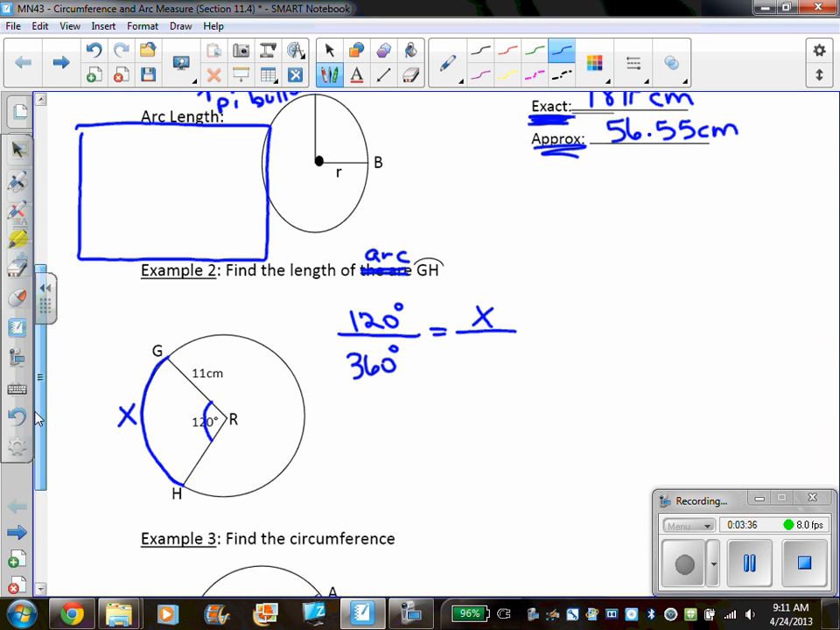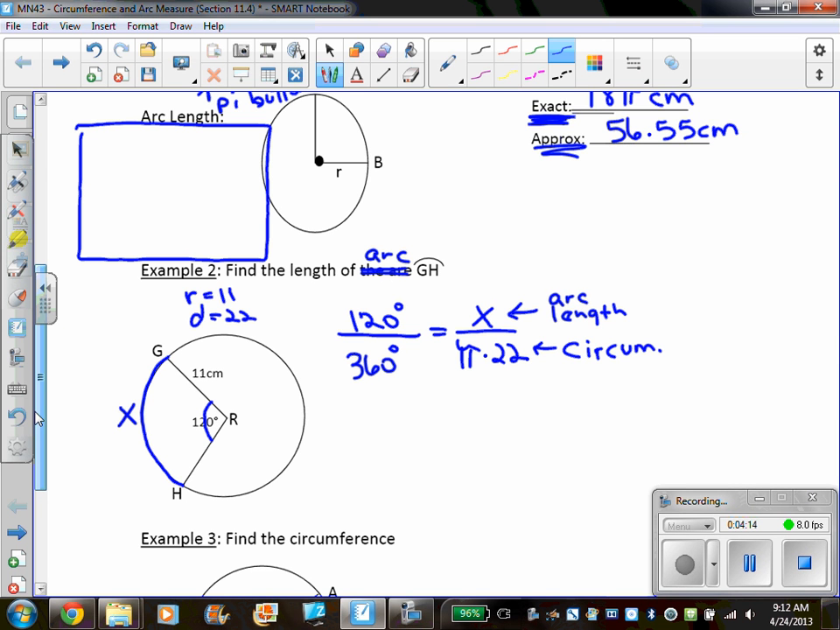So again, we're going 120 degrees, which is the measure of the arc, over 360 degrees, which is the total degrees around a circle, equals the arc length over the total circumference, which is pi times diameter. Now we have a radius of 11, so the diameter equals 22. Again, this is the arc length that we're looking for, and this right here is the circumference of the circle.